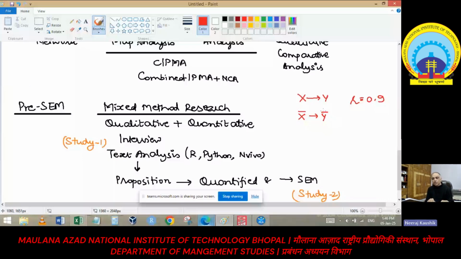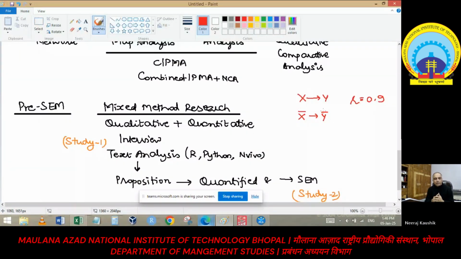Or if it says that if Sachin is not there, Neeraj is always very good. If Sachin is there, Neeraj is very bad. In that case, we can say yes, Sachin has an effect on Neeraj. You understand the point?